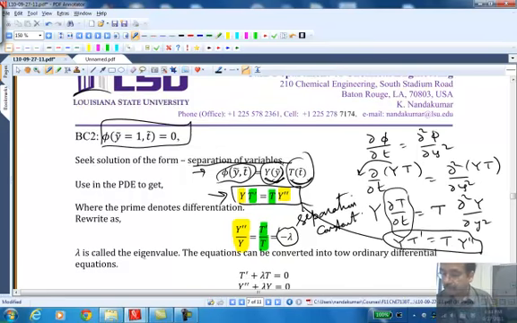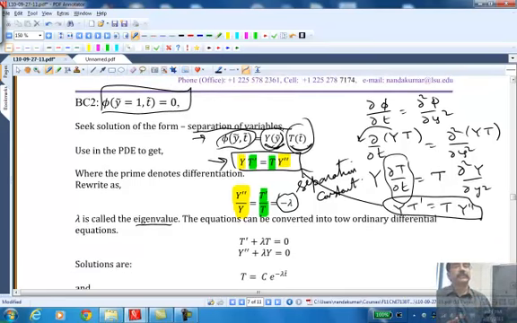It's also called an eigenvalue. The problem is called an eigenvalue problem. You will see pretty soon why. So what have I achieved by doing this? I have converted my partial differential equation into two sets of ordinary differential equations, one in time and one in position.